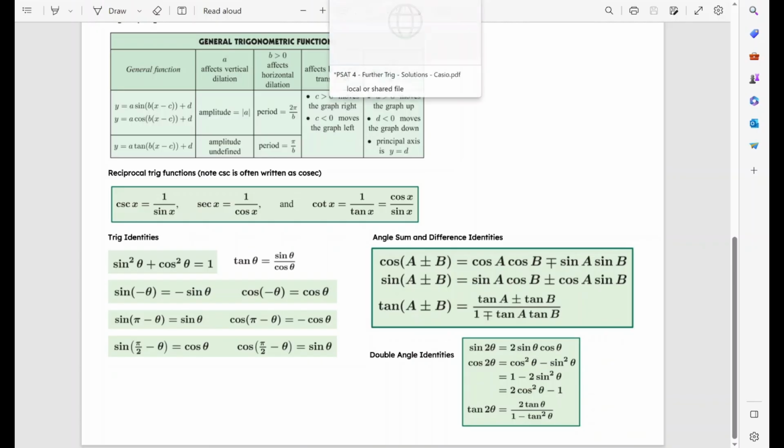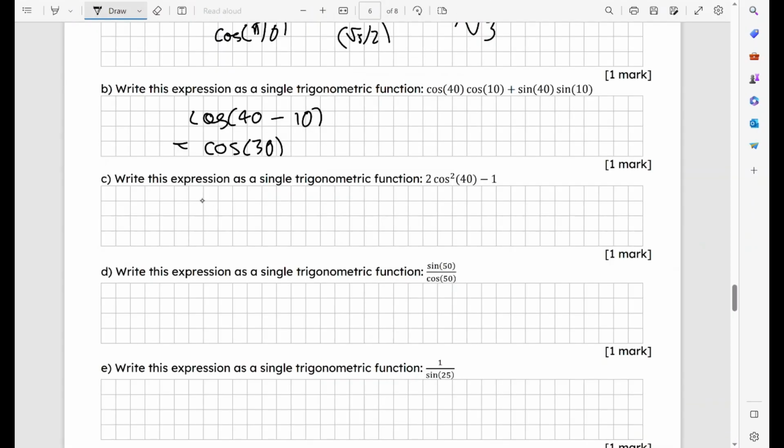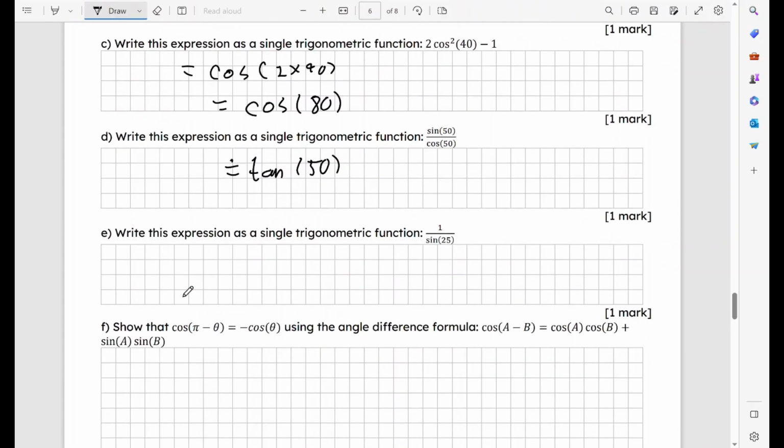So that just is cos of 2 times that angle. So this is cos of 2 times 40, which is cos of 80. Again, you can double check that on your calculator if you want. This one here, sine over cos, is just tan. So that's tan of 50. And then this one here, 1 over sine 25, is just cosec of 25.